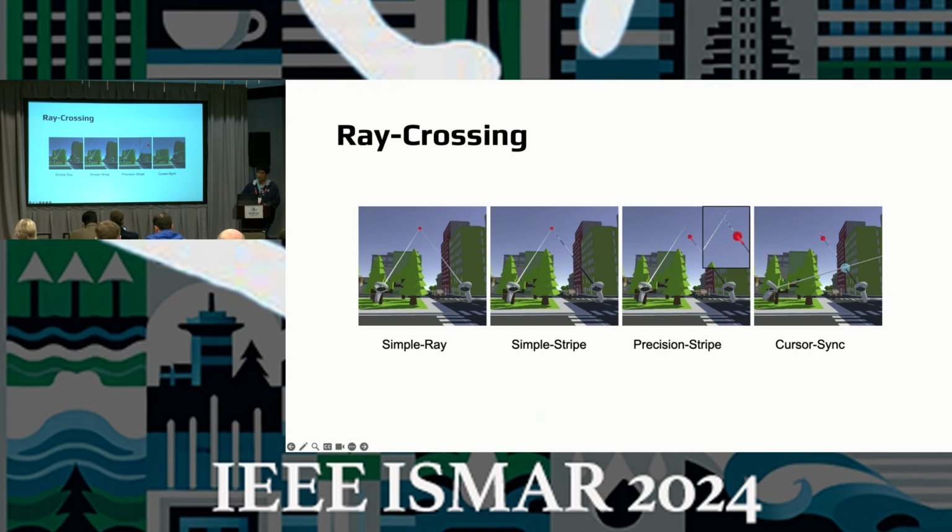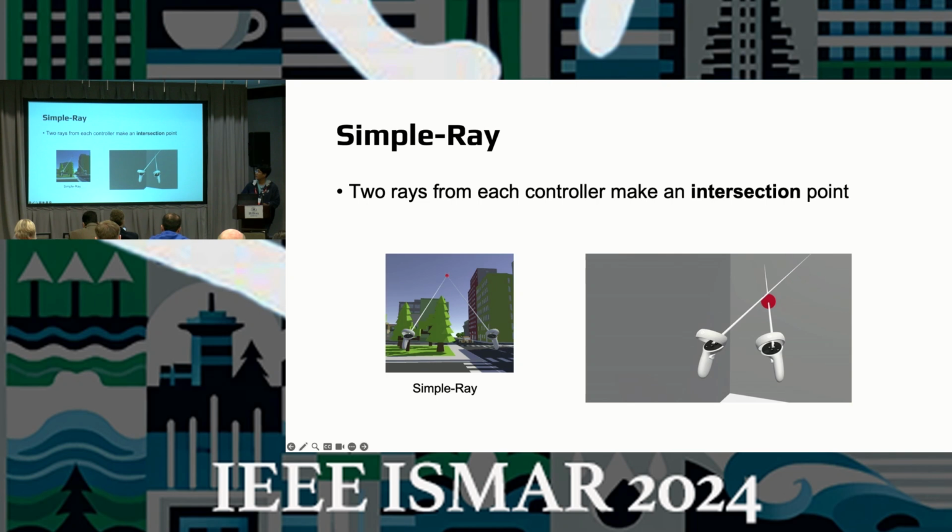So we designed 4 variations based on ISIS. The first variation is a simple ray. There are 2 rays, and when the rays intersect, a sphere indicates the crossing point. This sphere is the selection point, so the user can point to the midair position by locating that sphere.